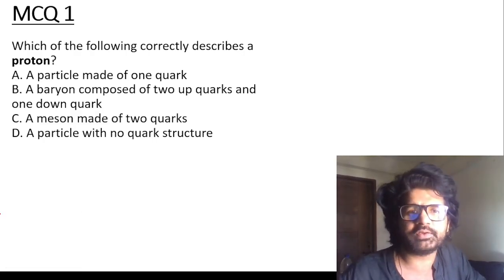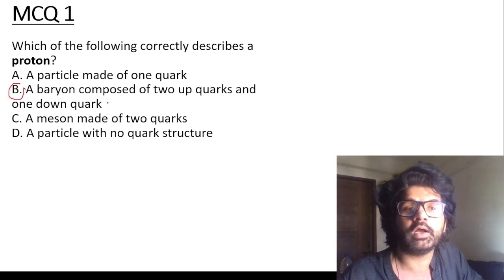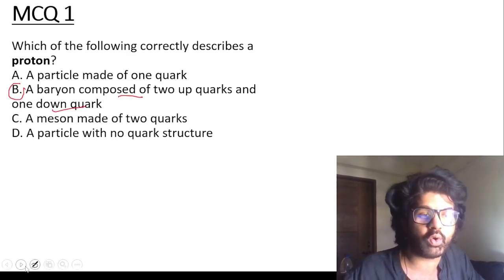Which of the following correctly describes a proton? Proton is a baryon composed of 2 up quarks and 1 down quark.